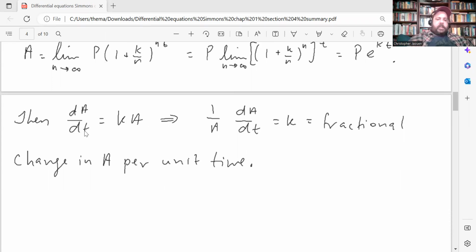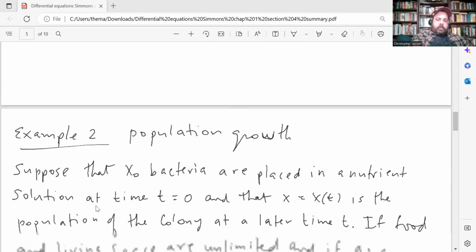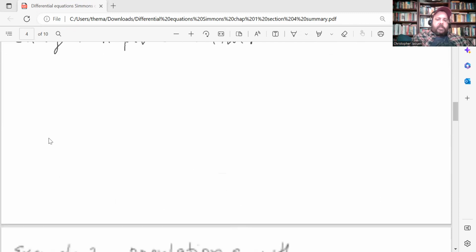And then he's just defining what k represents. So here, if dA/dt is kA, that implies that (1/A) dA/dt is equal to that number k, which you can think of as the fractional change in A per unit time. So that's the first example he gives.